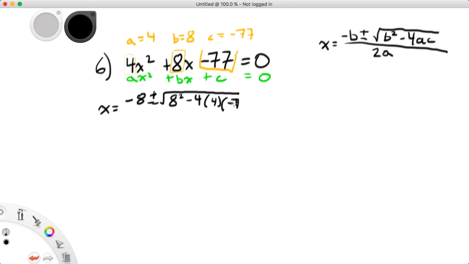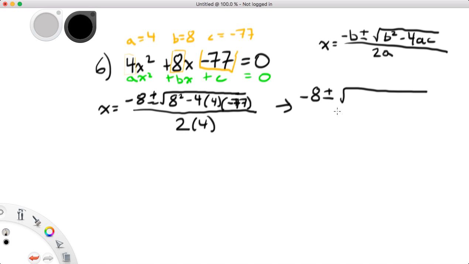So what we now can do is we can say that x is equal to negative, so b is 8, right? So we can put negative 8 plus or minus the square root of 8 squared minus 4 times, now a is 4, remember, 4, and c is negative 77, times negative 77, all over 2 times a, and in this case, remember, a equals 4, so 2 times 4.